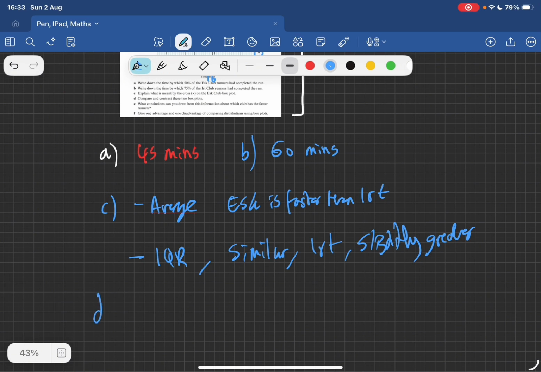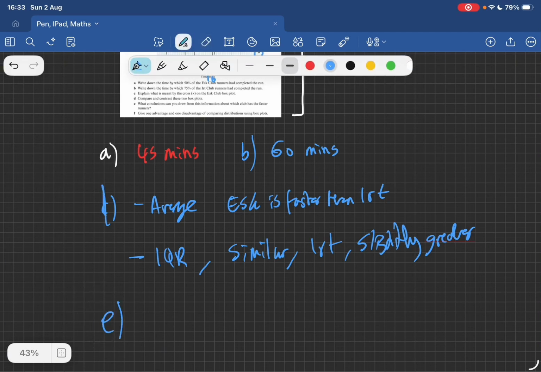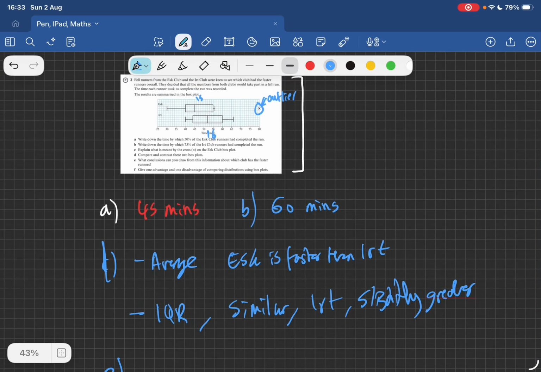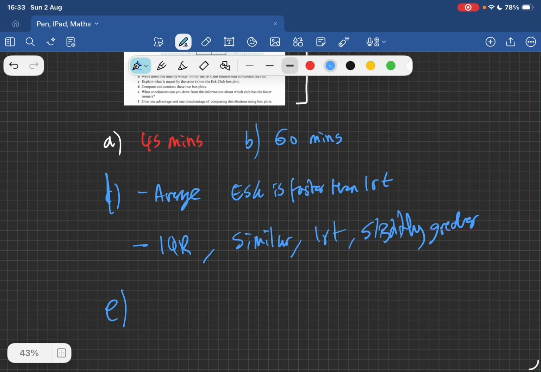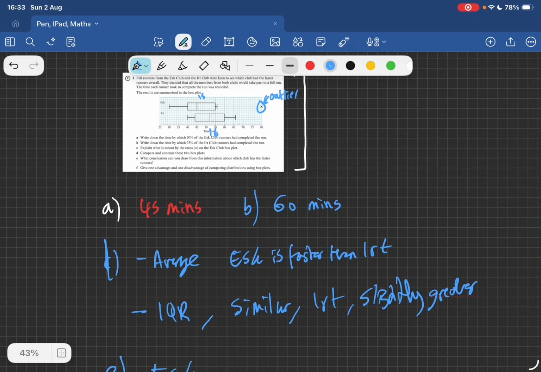Perfect. Part D, sorry, that was D. We did C was the outlier, so now we're on to E. What conclusions can you draw from the information about which running club has the faster runners? Well, S has the faster runners, because on average they do it in a faster time. The median is less, so that's our conclusion.